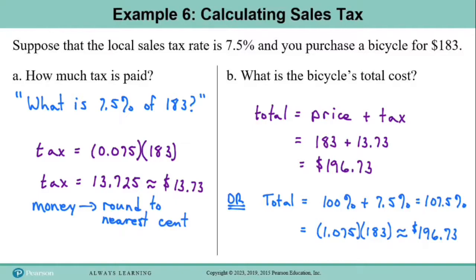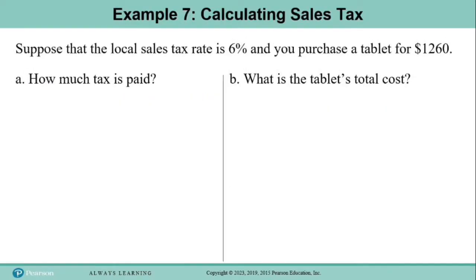So what you're really doing is you're doing the addition step in your head because it's easy to add percents, and then you're just doing your multiplying with the total percent times the price. Okay, so here's example 7. It says, suppose that the local sales tax rate is 6%, and you purchase a tablet for $1,260.